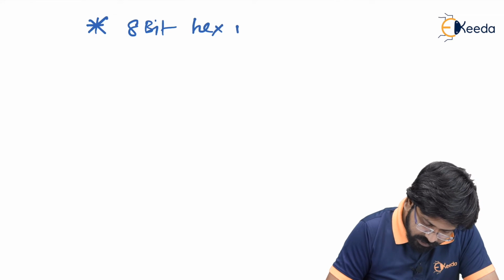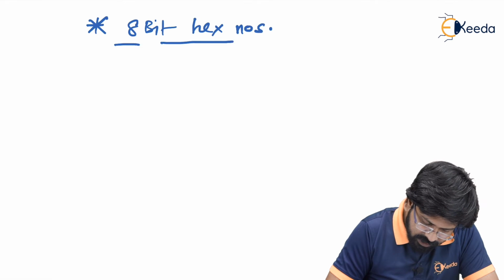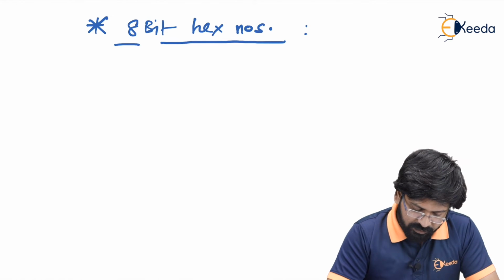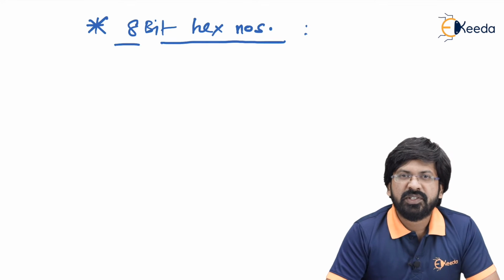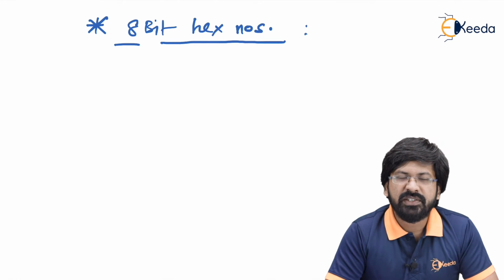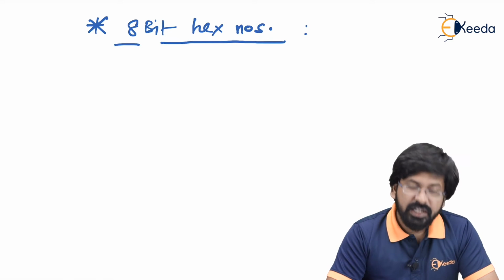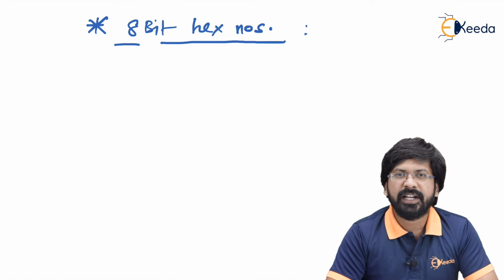In fact, we are going to deal with hexadecimal numbers, because microprocessor understands machine level language in terms of zeros and ones, and we cannot easily interpret zeros and ones, so we interpret them in terms of hexadecimal numbers. So it is very essential to understand what is meant by 8 bit hexadecimal number.